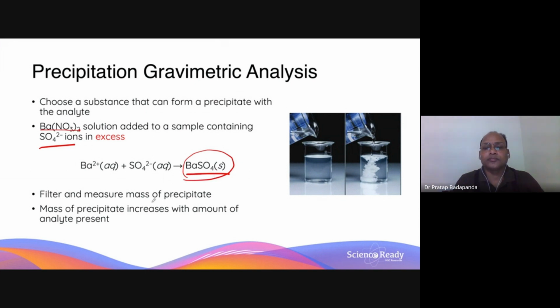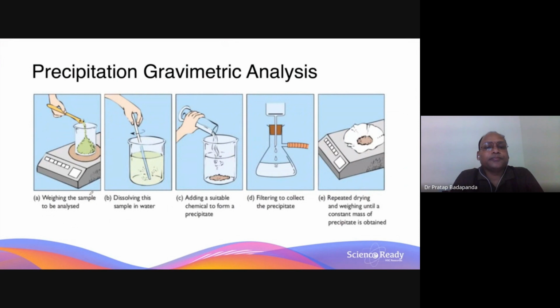Once the precipitate is formed, the mixture is filtered to isolate the precipitate. Then the mass of the precipitate is measured and used to calculate the quantity of the ion that was present in the sample in the beginning. The mass of the precipitate is proportional to the amount of analyte present. For example, the more sulfate ions there are in a solution, the more barium sulfate precipitate will be produced.